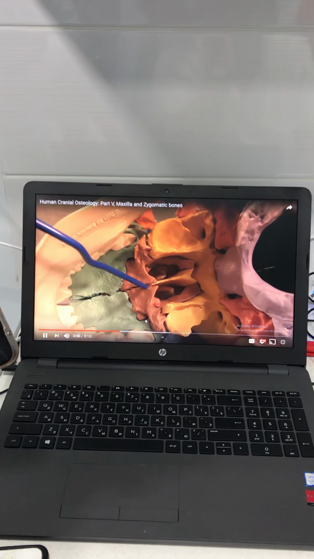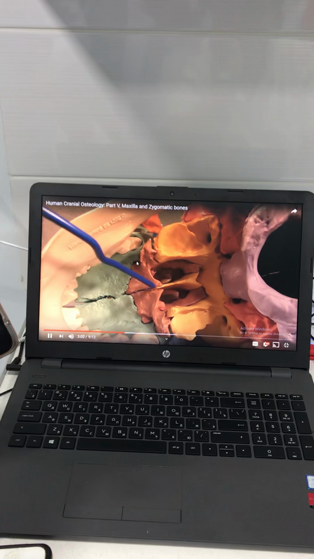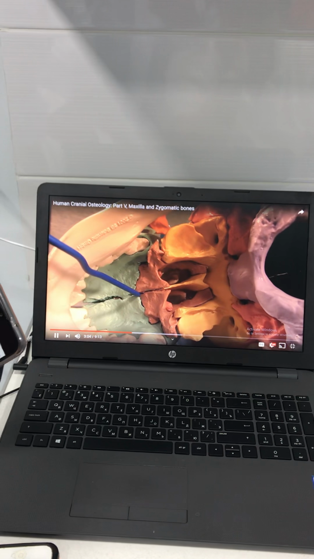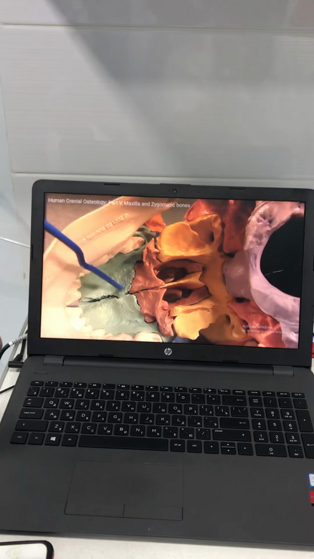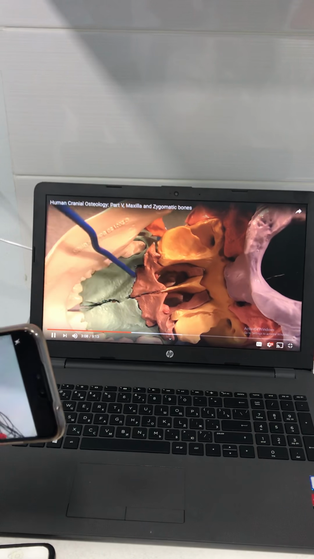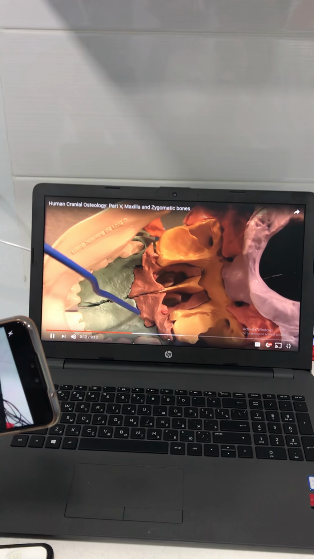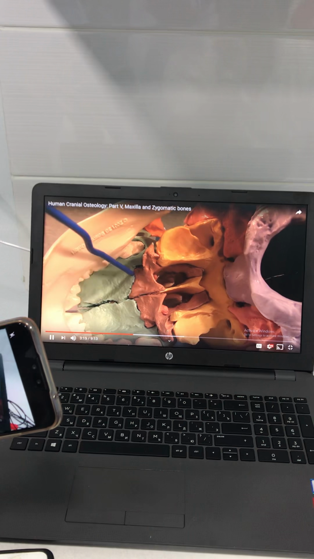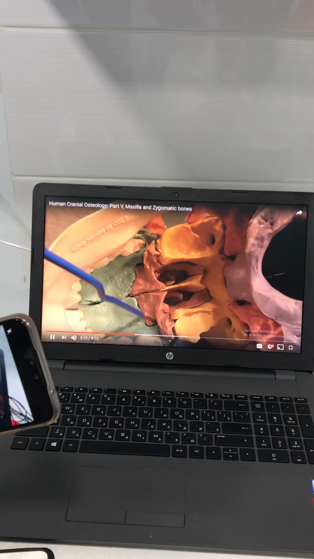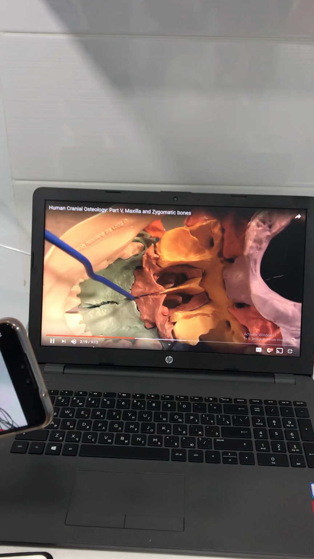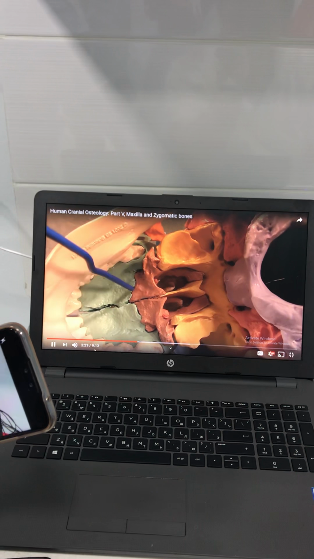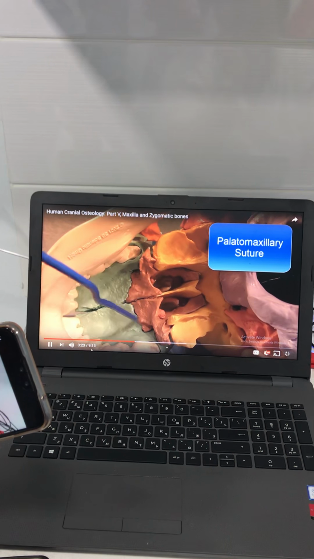This is the horizontal plate, which again has a suture here. That's called the interpalatine suture. Now the palatine bones meet the maxilla in this suture right here. And when it comes to naming, the maxilla is always in the back of the bus. It's always last. So this is the palatine maxillary suture.